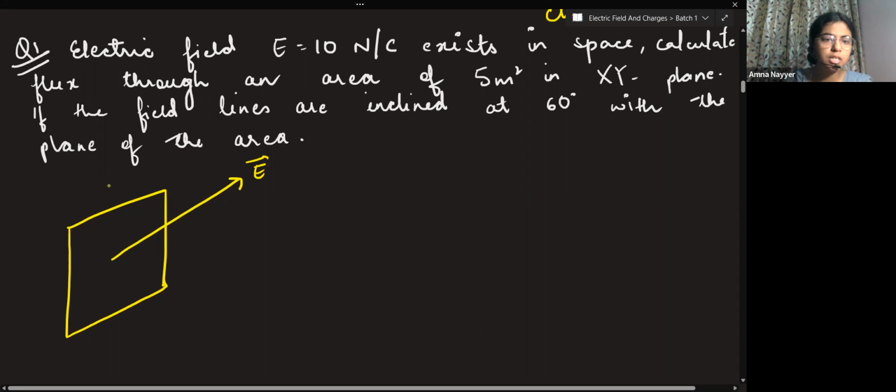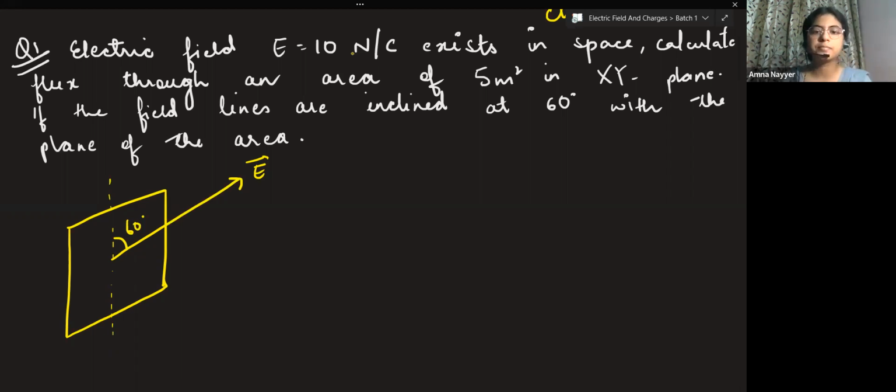Let's draw an axis. So this is 60 degrees. This is given to you as 60 degrees. Now it's correct, Shravya. This is the correct answer. All right. So you have to calculate whatever is the flux.